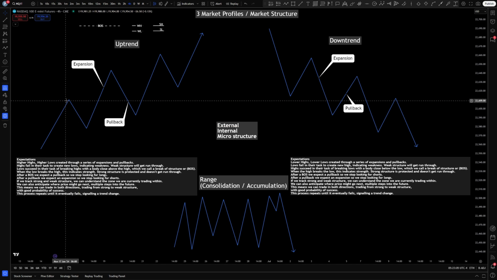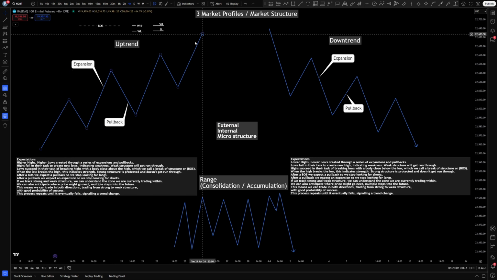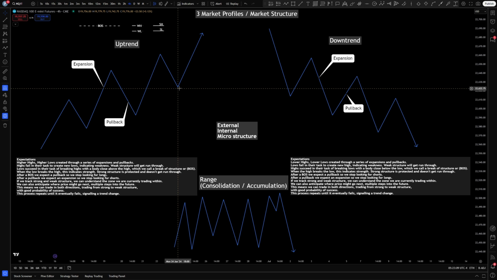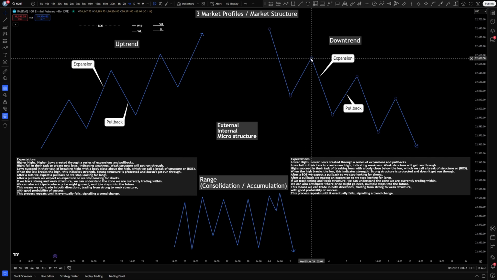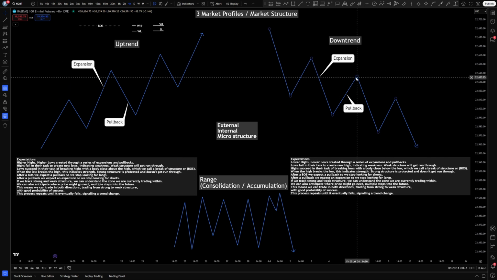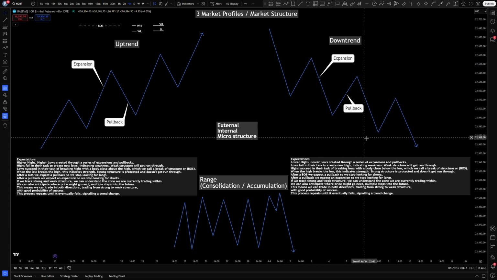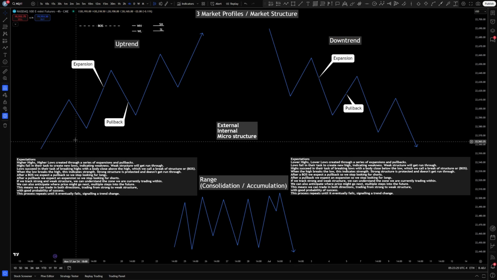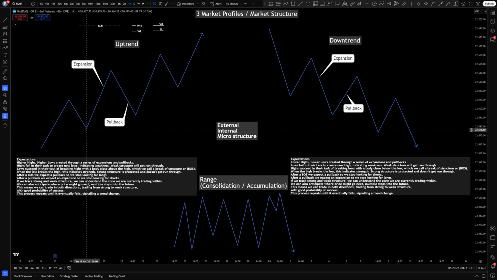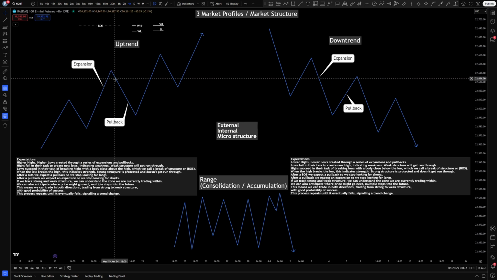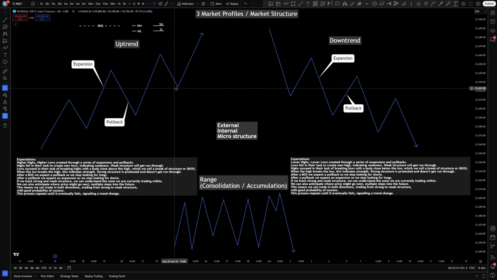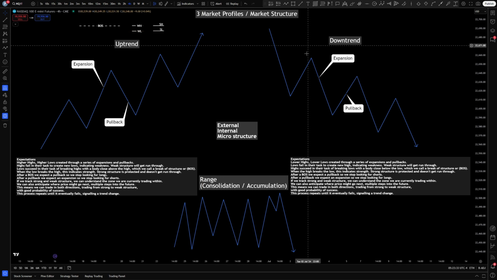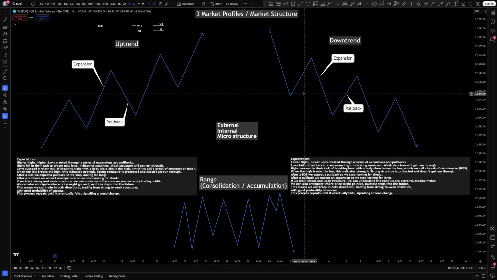So in an uptrend, we have a series of higher highs and higher lows. And in a downtrend, we have a series of lower highs and lower lows. And we can also call an uptrend a bullish trend and a downtrend a bearish trend. Now these highs and lows are formed through a series of expansions and pullbacks, expansions and pullbacks, expansions and pullbacks, and so on. It's exactly the same for the downtrend.